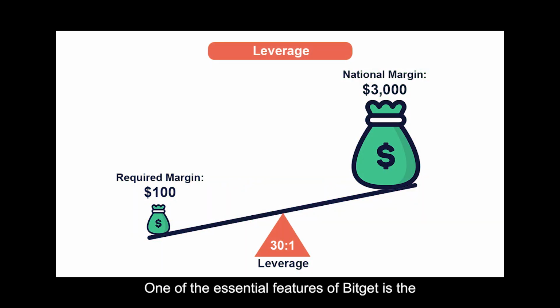One of the essential features of Bitget is the ability to use leverage. Leverage allows you to increase your buying power and potentially increase your profits. However, leverage also increases your risk, so it's essential to use it wisely. Bitget offers up to 100x leverage for some trading pairs.